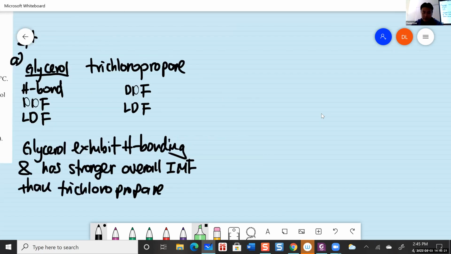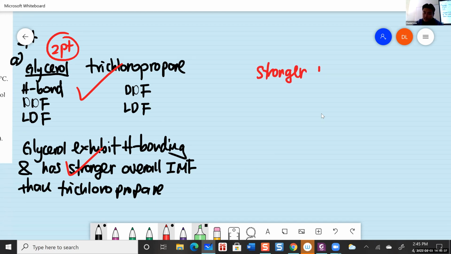Let me just review that very quickly, yeah? But that is enough to earn 2 points. One is identify the forces. One is basically explain why glycerol has stronger intermolecular force. I gave you this before, guys. Stronger the intermolecular force, the stronger the intermolecular force.